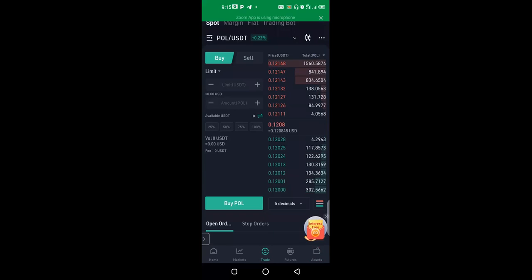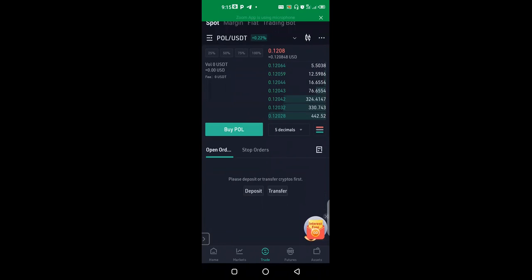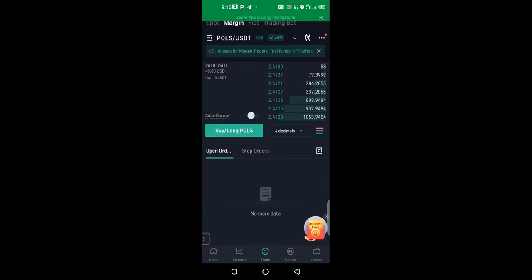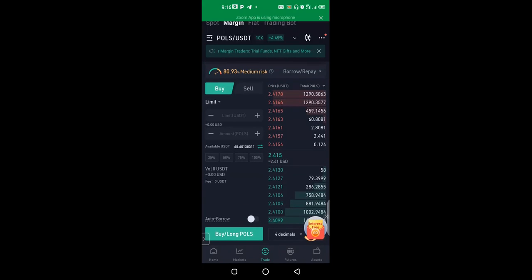Since POL has done take profit one, we will only take profit one. Scroll down. You need to change it to margin above. It's on spot now. Then press cancel. Yeah, press cancel there. Scroll up. Go to sell.